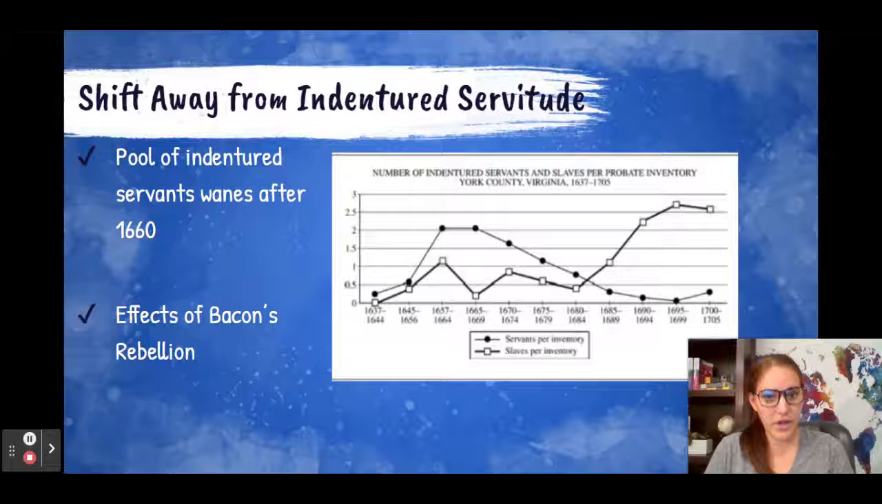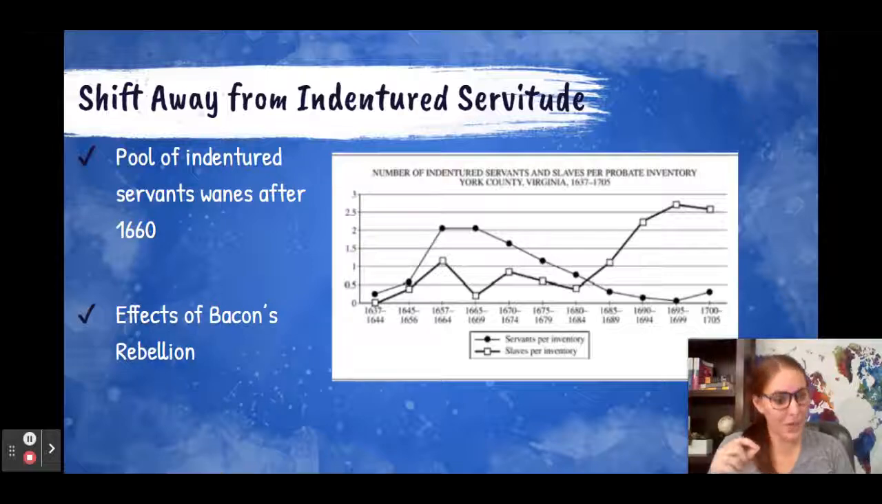So there was a shift away from indentured servitude that really began in 1680. So you can see in 1680, that's the last year that there are more indentured servants than there are enslaved Africans. And it's because the number of people wanting to come as indentured servants was lessening after 1660. So there were letters that were sent back home to England from indentured servants where they described their treatment, how horrible it was, and that just caused fewer people to sign up for this system.